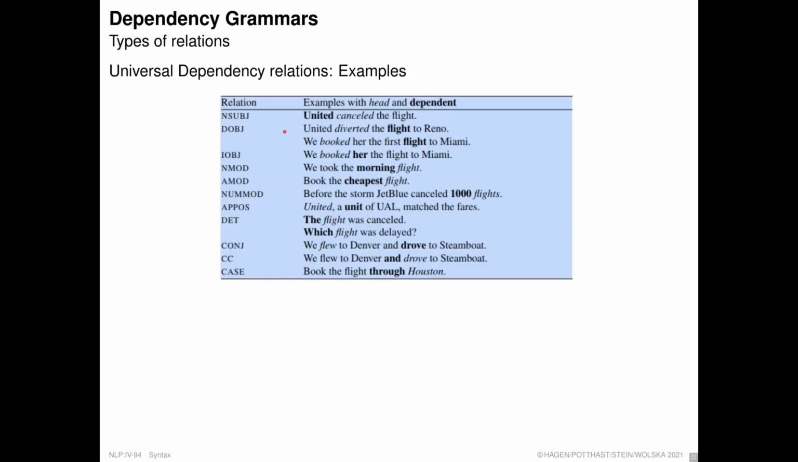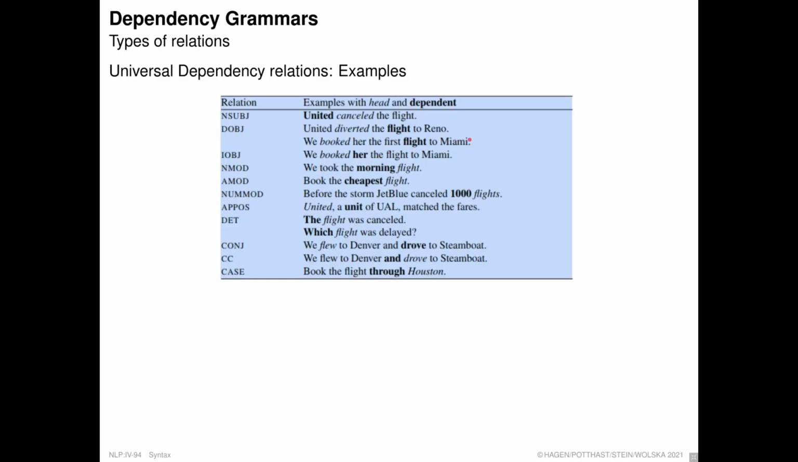United diverted the flight to Reno. Direct object, diverted is the main verb, the flight is the direct object. Or we booked her the first flight to Miami.